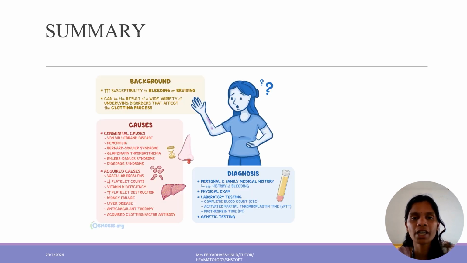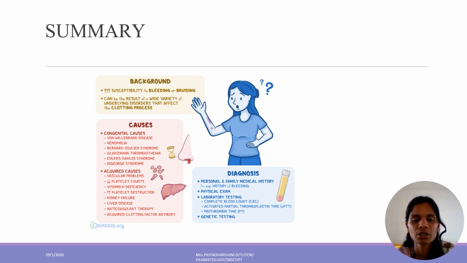So now we are going to see the summary. And so as I told, bleeding diathesis is one of the most common diseases among the people. It may affect about 1 in 5 lakh persons. Now we are getting into the summary, the causes, etc.